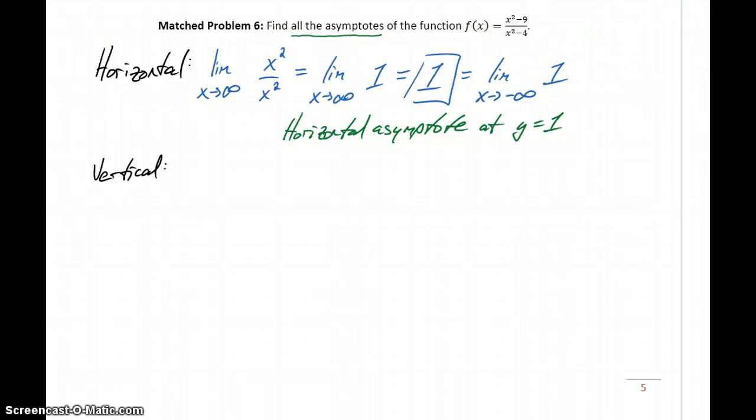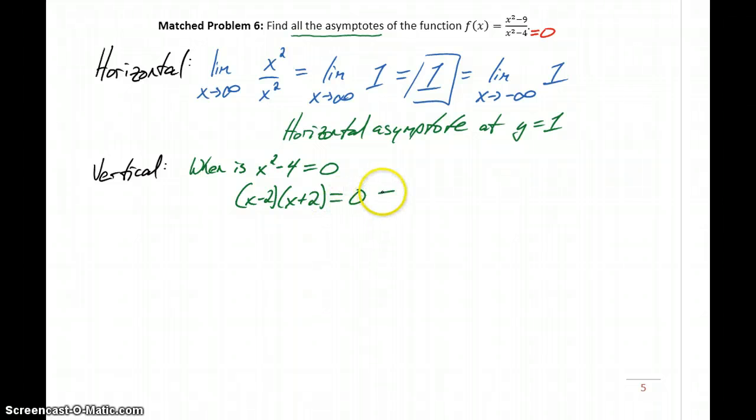So we want to go back to our original function and again look for any values of x that make our denominator equal to 0. So when is our function undefined? When is x squared minus 4 equal to 0? So x squared minus 4 can be factored as x minus 2 times x plus 2, which would mean we need to consider x equals 2 and x equals negative 2.